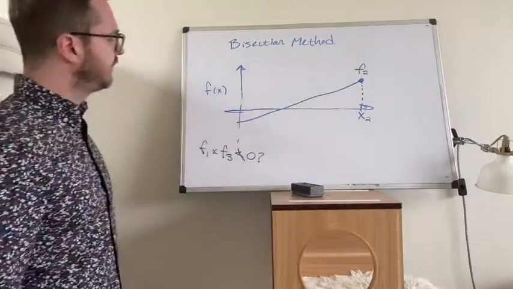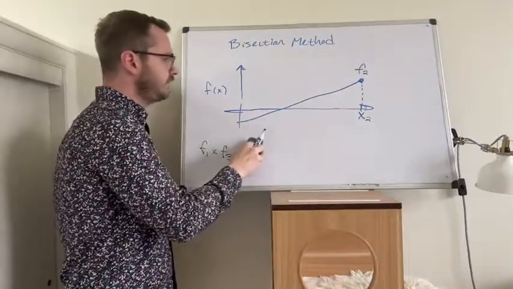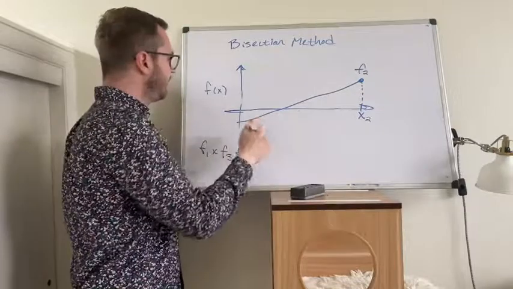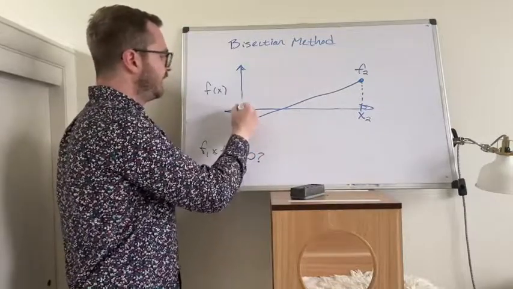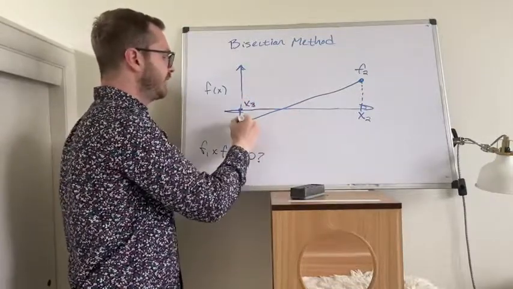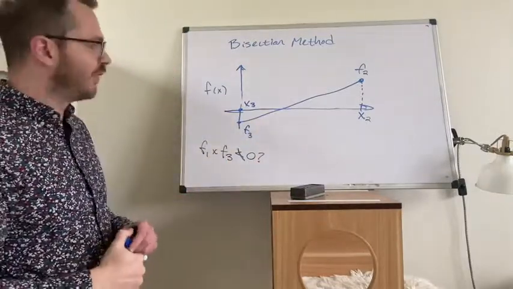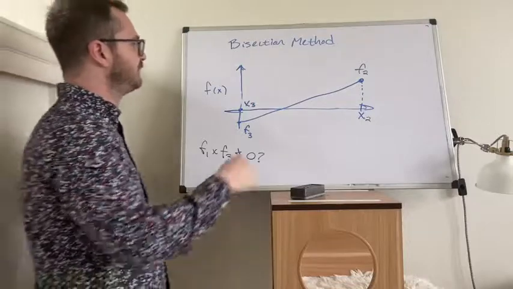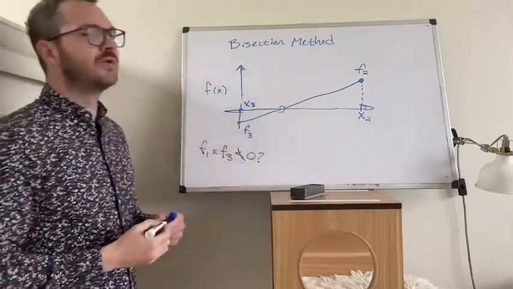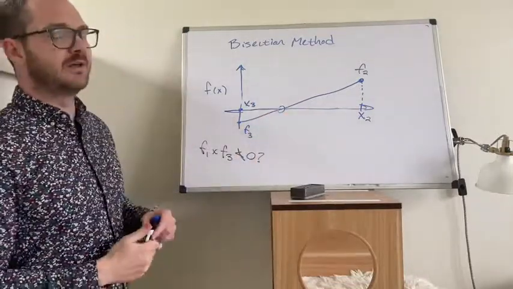There we go, something like this. So this time now, there was x2, this was x3, here was f3. Okay, we want to find the root. Where is it? Here it is. What are we going to do? We're going to bisect the interval.